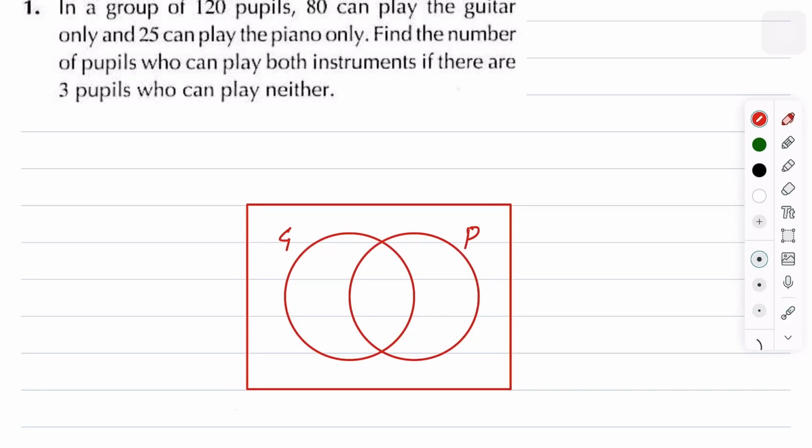Question number 1. First important information is there are 120 number of students. 120 pupils, and that is your epsilon. So first of all you can label this information.